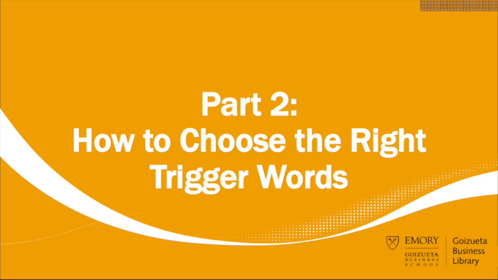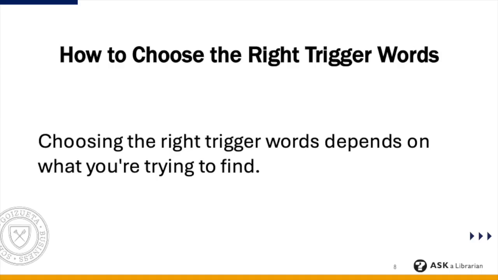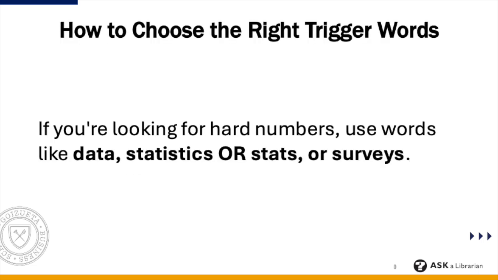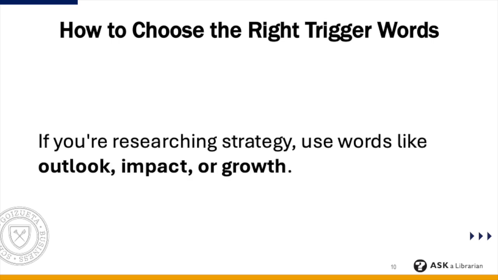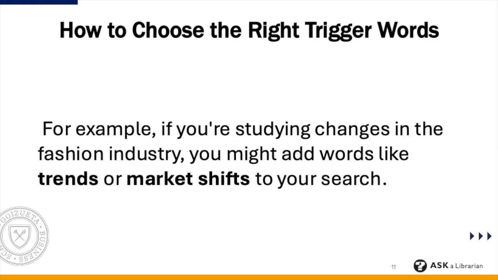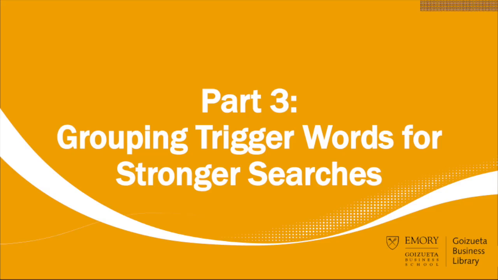Part 2, How to choose the right trigger words. Choosing the right trigger words depends on what you're trying to find. If you're looking for hard numbers, use words like data, statistics or stats, or surveys. If you're researching strategy, use words like outlook, impact, or growth. For example, if you're studying changes in the fashion industry, you might add words like trends or market shifts to your search.